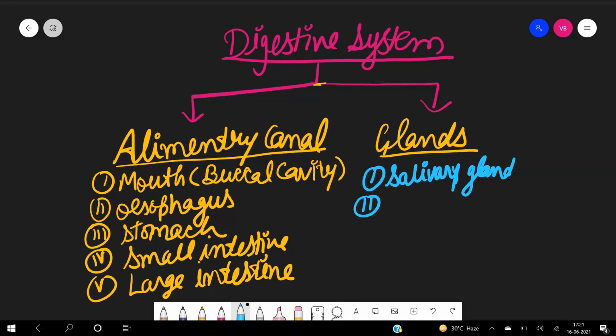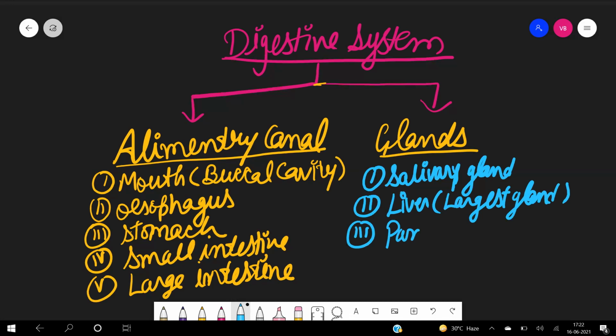Then the next one is liver. It is also known as the largest gland of the human body. And the third one is pancreas. So all these, when the alimentary canal various parts and these glands, they combinedly work, then only the complete digestion of food takes place. Let us talk about the liver.